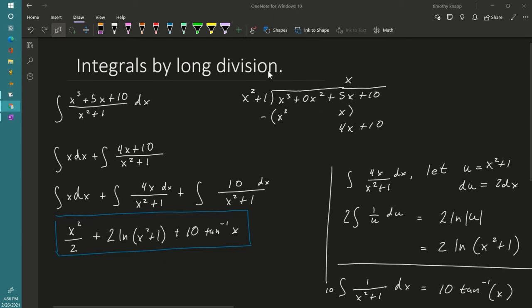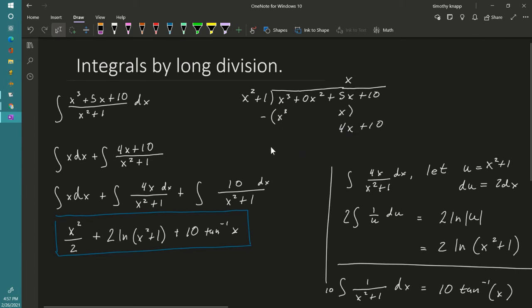Then I take this and I multiply it through. So x times x squared gives me x to the third, and I write that right there. x times 1 gives me x, so I would write that over here. Remember, keeping it in line. Then I put these parentheses here and here, so I know to change the sign. Because now x to the third minus x to the third gives me nothing. 5x minus x gives me 4x. And then I drop the 10 here.